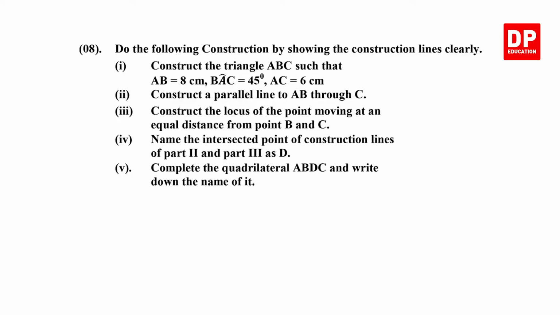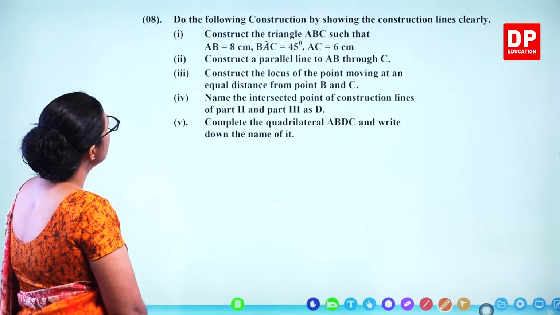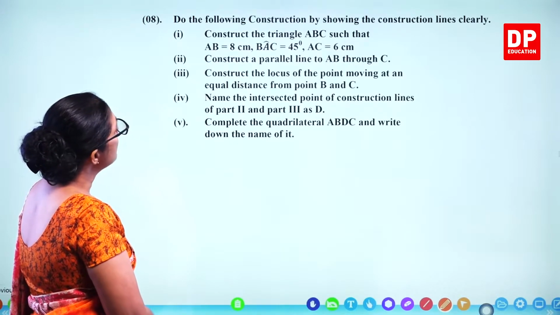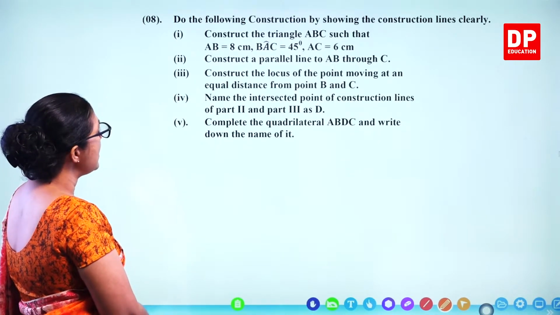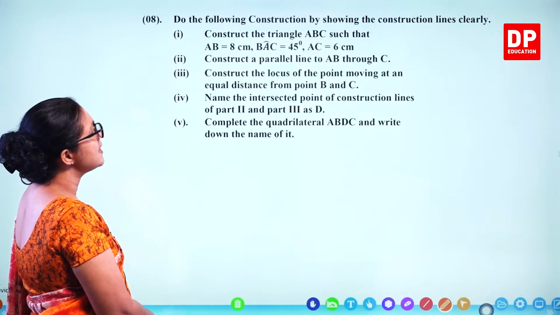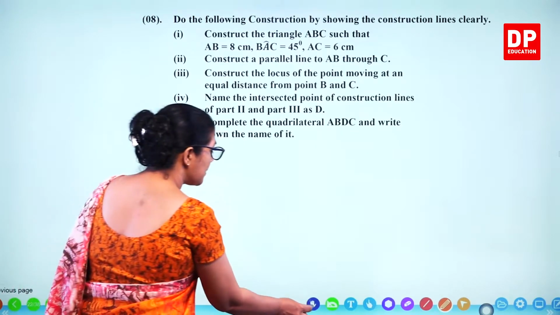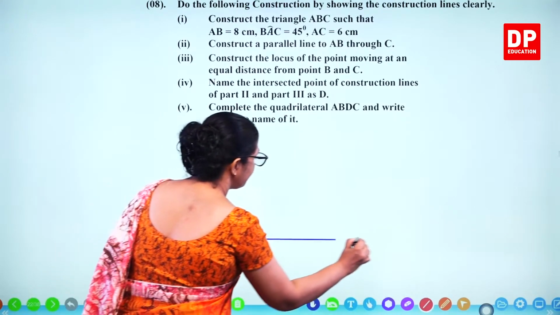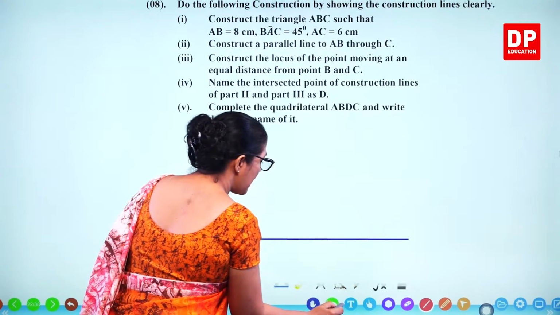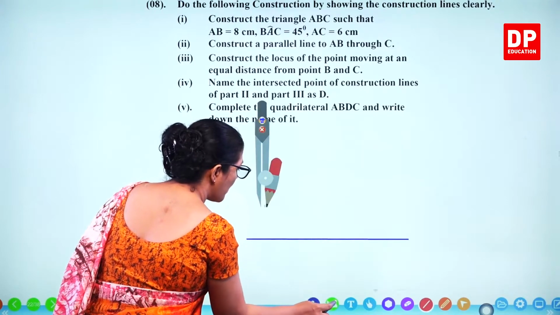Question number 8, that's a construction question. You can use the ruler and the pair of compasses. Let's construct the triangle ABC such that AB is 8, angle BAC is 45 degrees and AC is 6. How do you do that? You can draw a line segment first and then take the ruler and the compass.